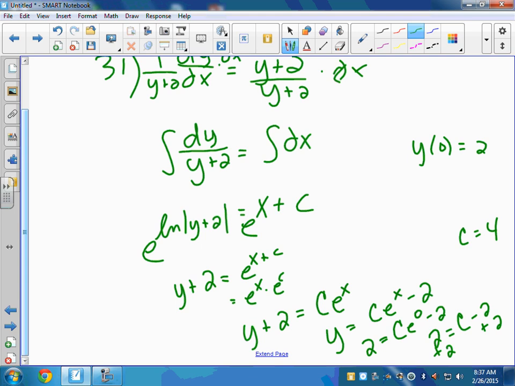Which means your answer to the differential equation is y equals 4 e to the x, minus 2. Sorry, I couldn't follow my own work. I shouldn't work down and then go back up. Really hard to follow, especially if you're grading that.